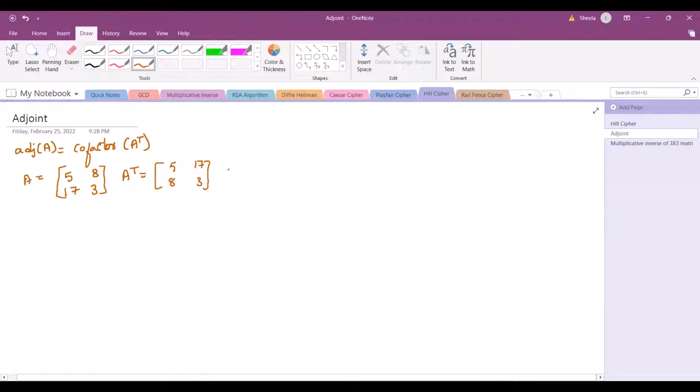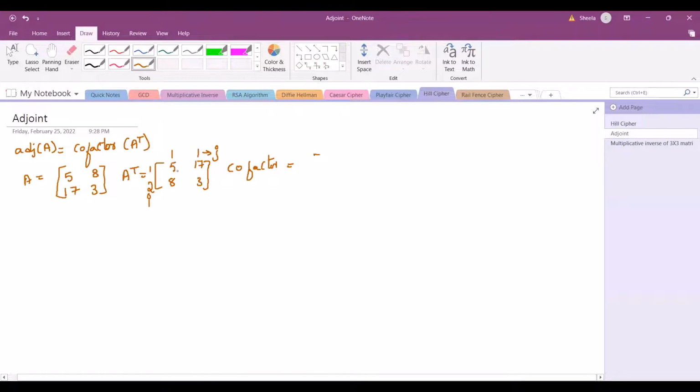The next thing is we have to find the cofactor. When we find the cofactor, the sign matters. In this matrix we can observe that there are two rows, row number 1 and row number 2, represented by the variable i, and two columns, column 1 and column 2, represented by the variable j. Now we have to find the cofactor of every element.